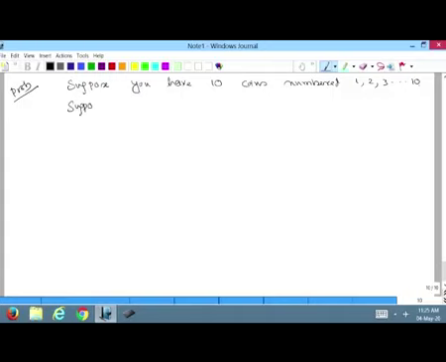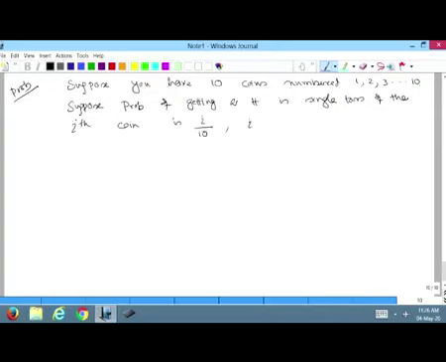Suppose probability of getting a head in a single toss of the ith coin is i upon 10, i is equal to 1, 2 up to 10. You choose a coin randomly and toss it.